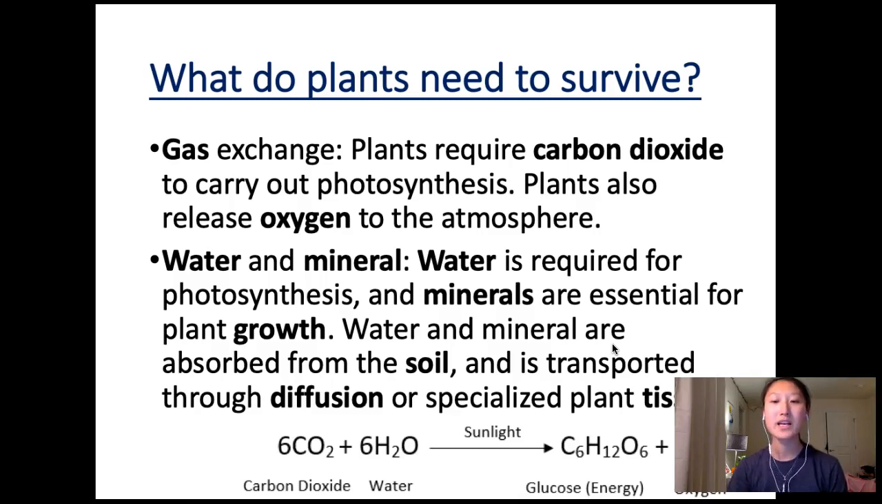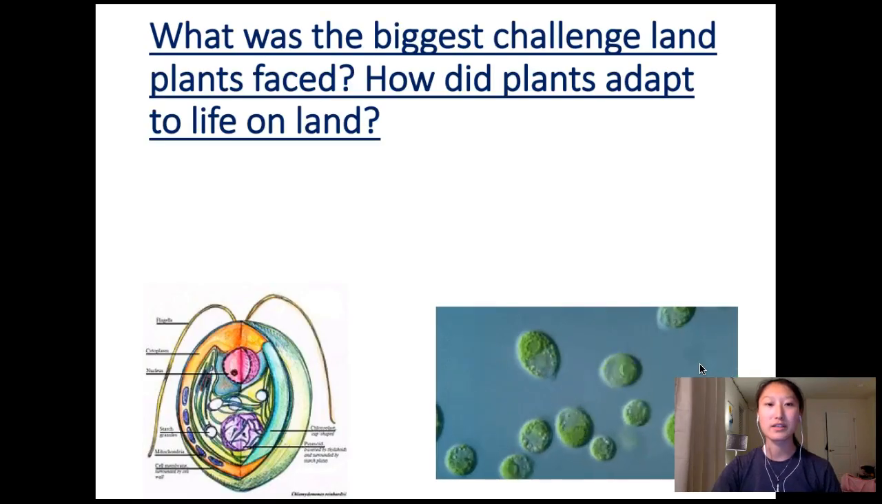Plants all have tissues of different kinds, but there are plants that are very short, such as mosses, that have to live close to water and the minerals because they don't have the vascular tissues that can actually transport water long distance. But then there are other plants, such as trees. They have specialized plant tissues that can transport water and mineral for a much longer distance.